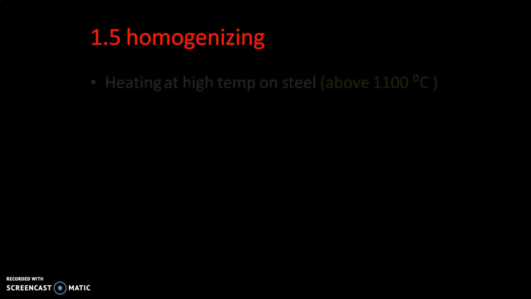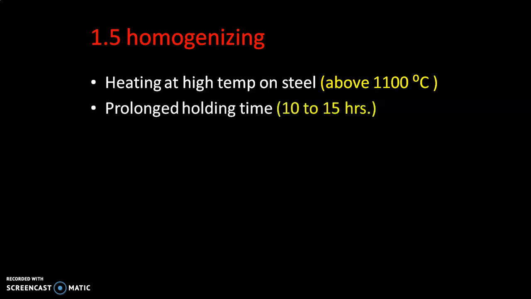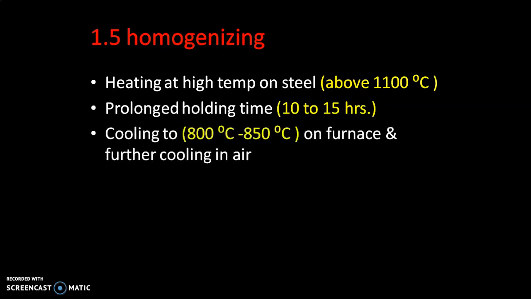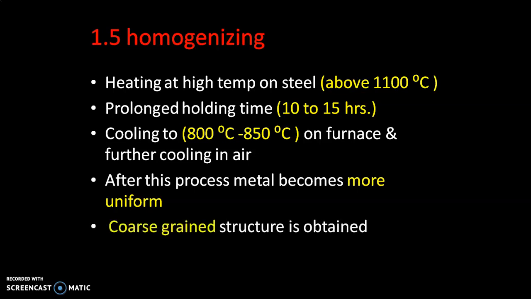Next, homogeneous annealing. Heating steel at a high temperature above 1100 degrees Celsius. It has a prolonged holding time, taking 10 to 15 hours in this process. The cooling rate is 800 degrees Celsius to 850 degrees Celsius in the furnace, with further cooling in air. After this process, the metal becomes more uniform. In this process, coarse grain structure is obtained.